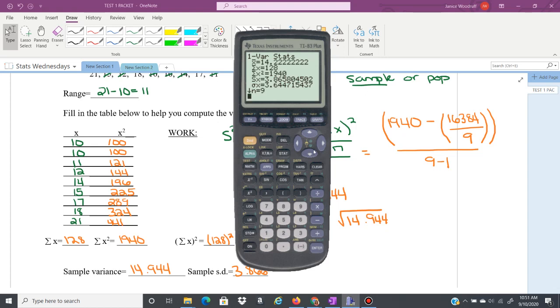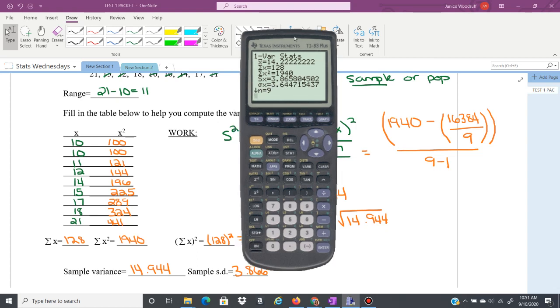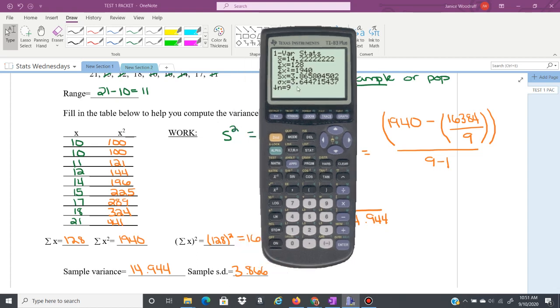So I have X bar is 14.2, my sum of X squared. Then I have the two standard deviations. The SX is your sample standard deviation. Sigma X is your population standard deviation. The calculator is giving you both because it doesn't know if this is a sample or a population, so you have to determine which one you're using. Here we know it's a sample, so we're going to take the 3.866.